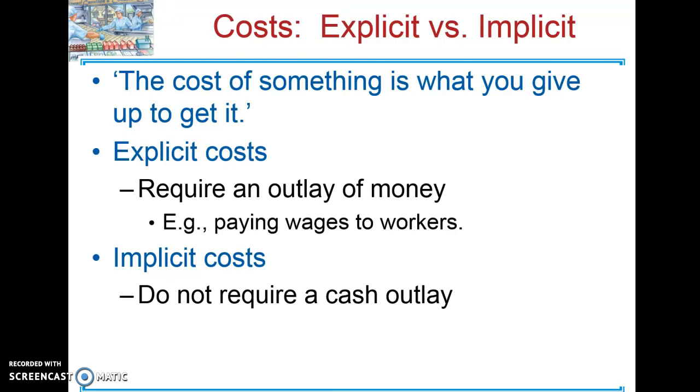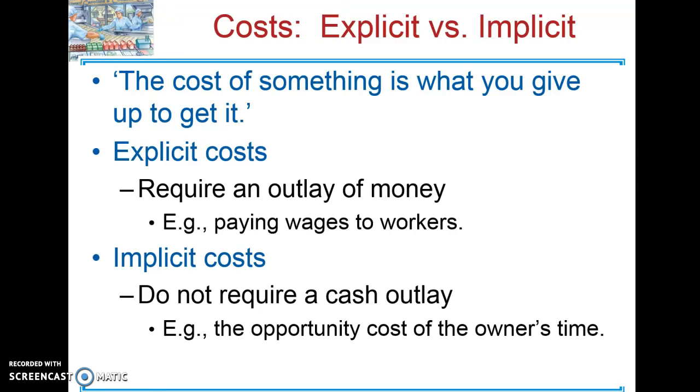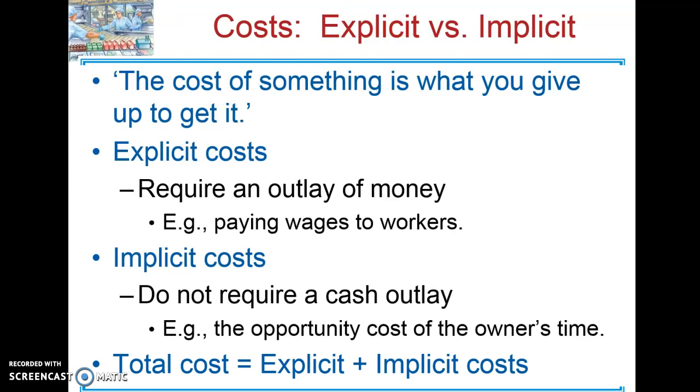Implicit costs do not require a cash outlay. An example is the opportunity cost of the owner's time. What would they be doing if they were not spending their time running this business? Total cost equals explicit plus implicit costs.